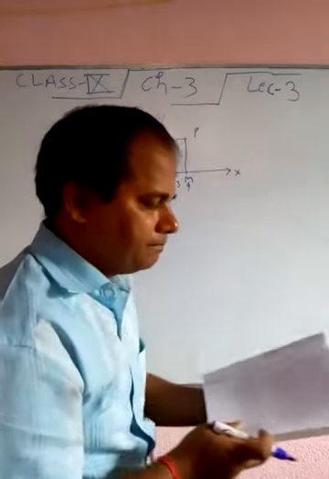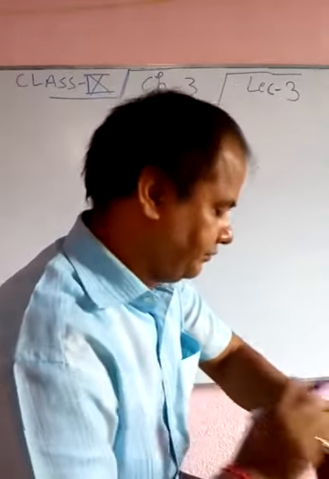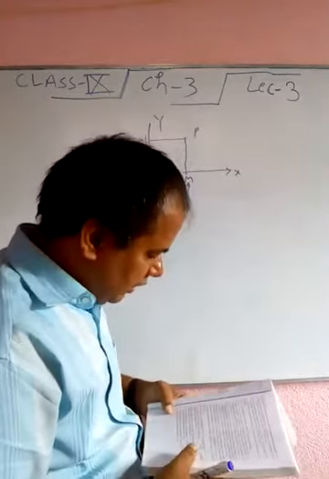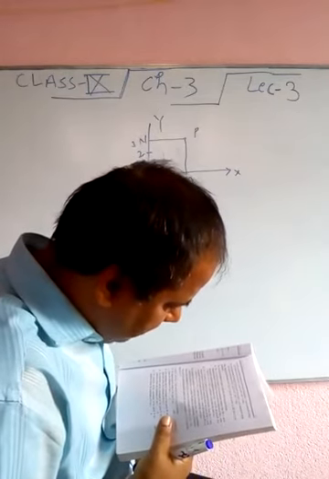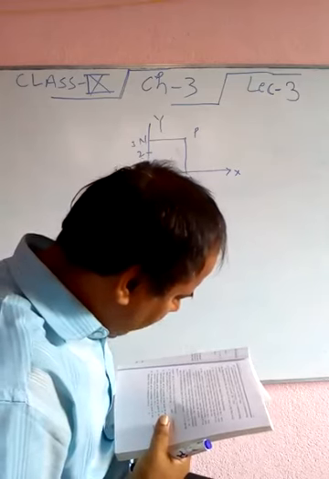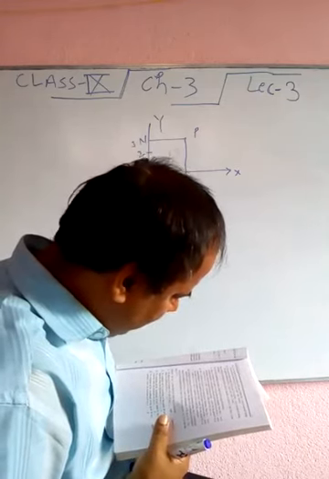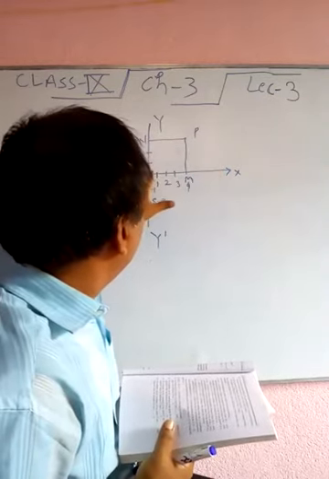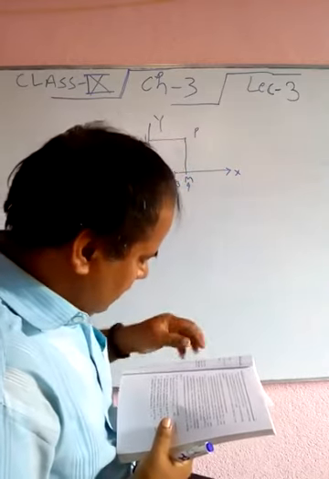Number 1, the x coordinate of a point is its perpendicular distance from the y-axis measured along the x-axis. The x coordinate of a point, this is a point, and its x coordinate is the perpendicular distance from P on the y-axis.